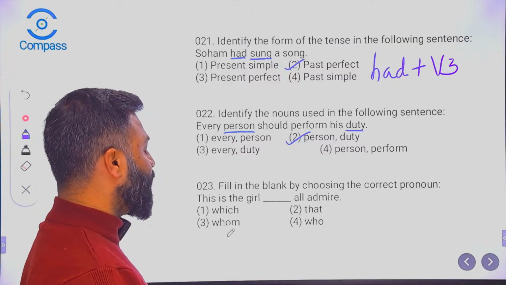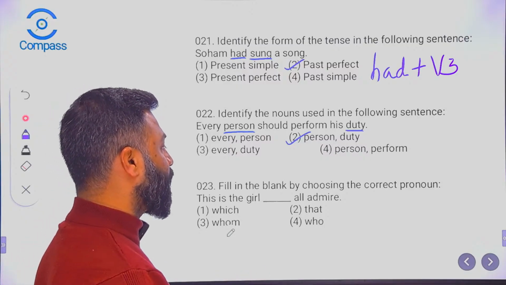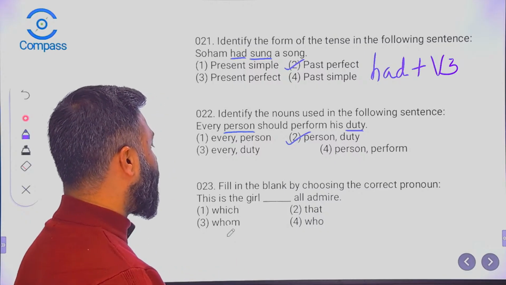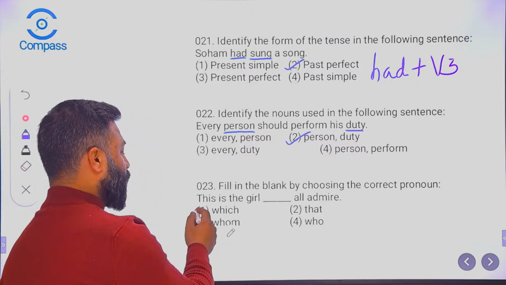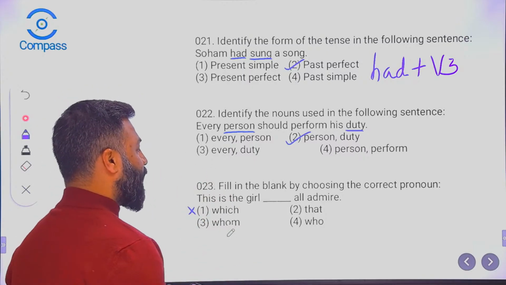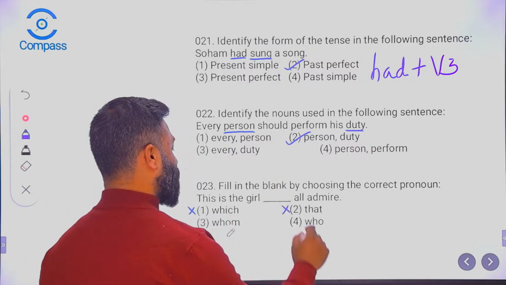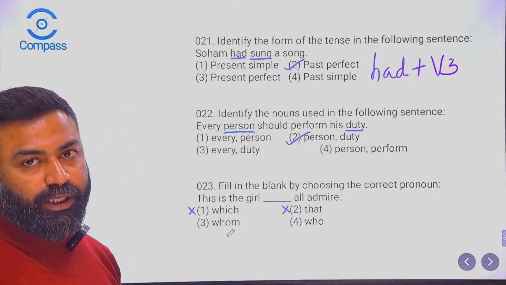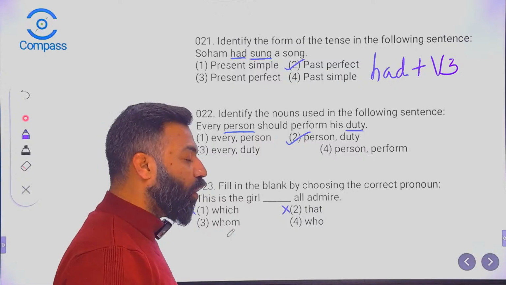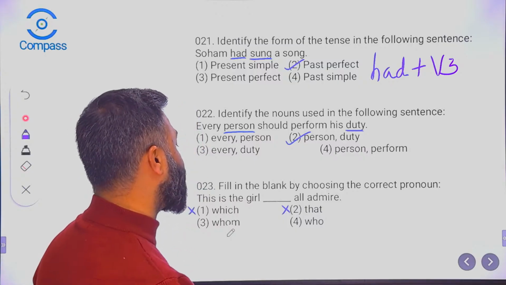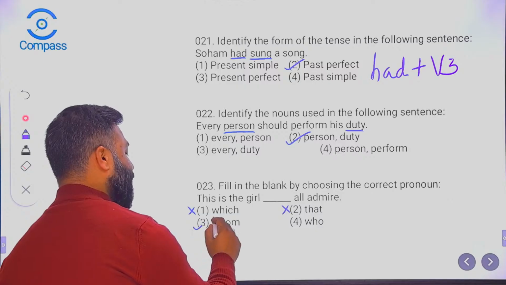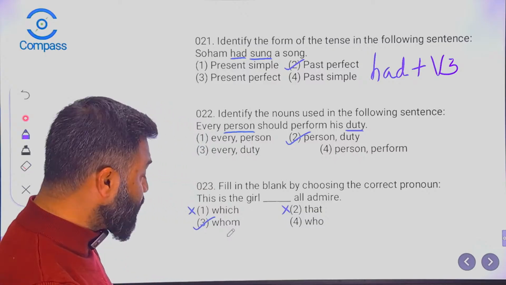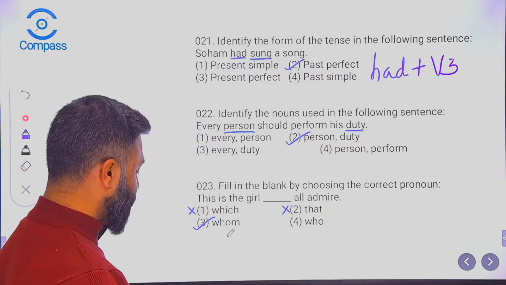Okay, question number 23. Fill in the blank by choosing the correct pronoun. This is the girl dash all admire. Which? No, it cannot be. That? No. Between whom and who? So what do you think, children? This is the girl who all admire or whom all admire? So whom is making sense here? Whom all admire. So the answer to this question is number 3.